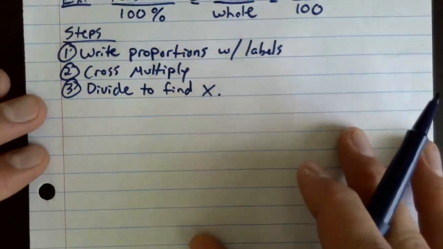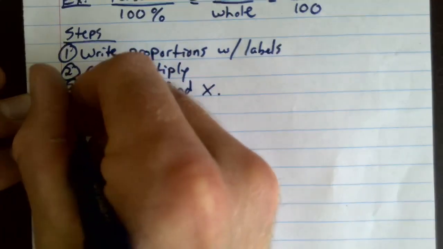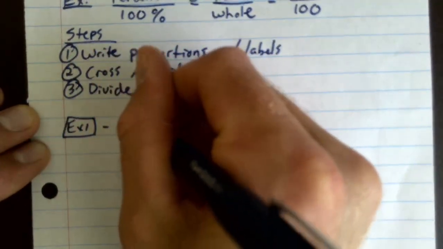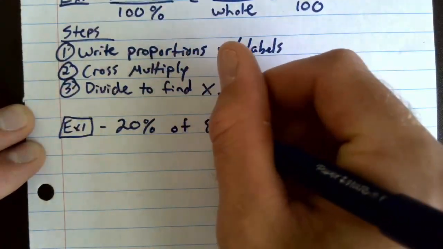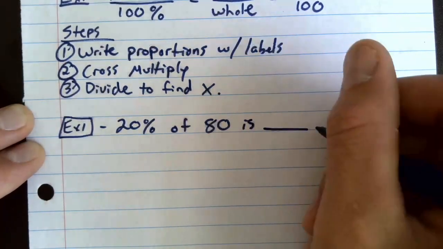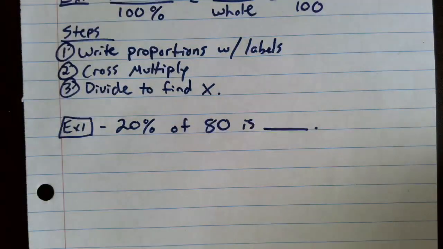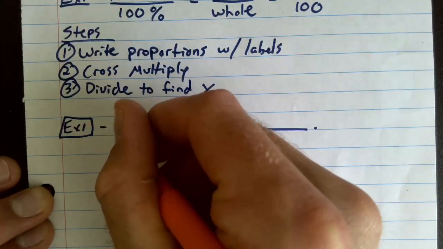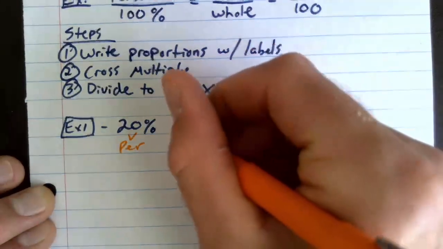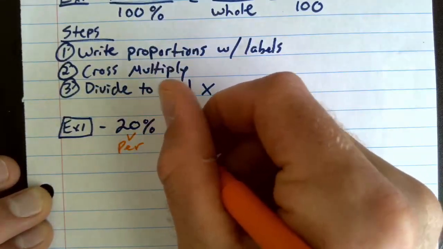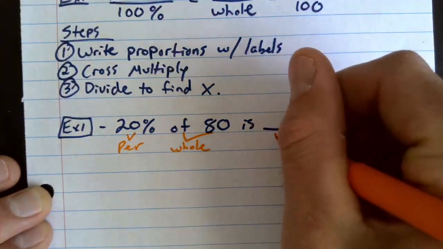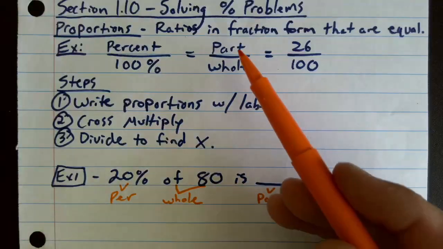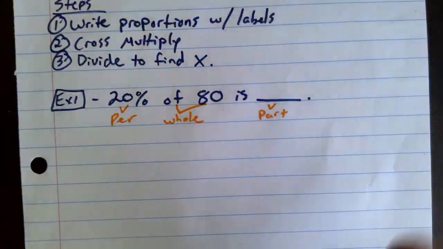So let's see what an example looks like. So this is going to be EX1. And it says 20% of 80 is blank. So step 1 is write proportions with labels. Well, first let's label what we know we have. We have our percent, so just go and write per. Of 80 is going to be your whole, and this blank is going to be your part. All right? So just like what we saw right here, part to whole, we'll just write proportions.